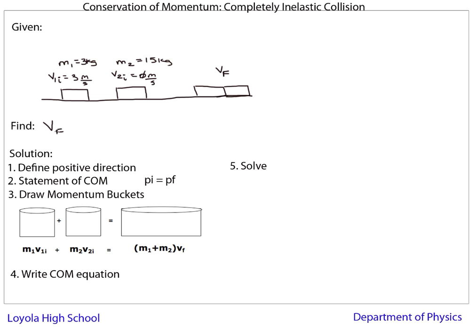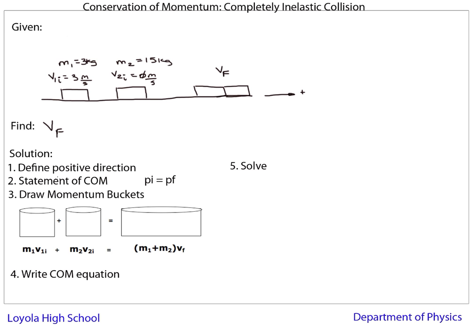So for the momentum model, it's a 5-step process. The first step is to define the positive direction. I'm going to define the positive direction to be to the right, just like you do in math class. The reason we need to do that is because momentum is a vector quantity, it has a direction, so we need to determine which is the positive direction.